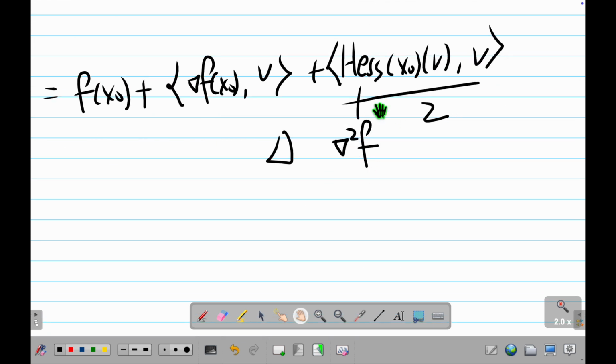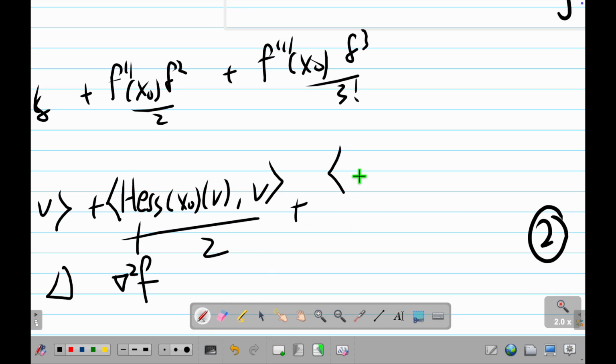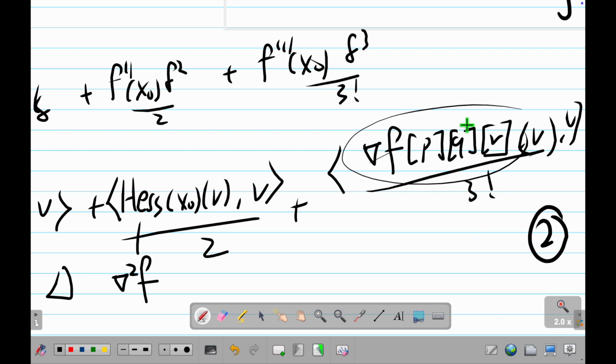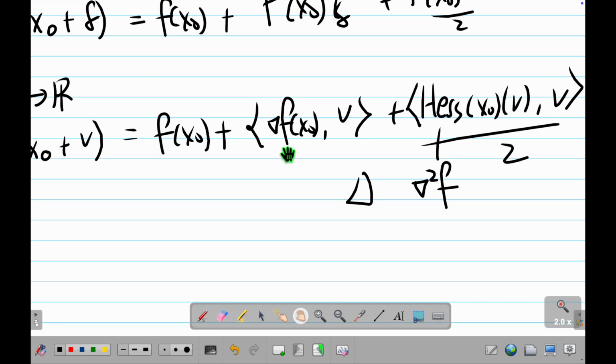Then what about the third one? Well, in one dimension it's easy, you have the third derivative. You can do the same thing here, but then you have some very complicated thing, differentiating three times with indices P, Q, R, applied to V, V, V, and divided by 3 factorial. This is the third order derivative, but we will never go to this kind of matter, so we don't care. So this is the second order Taylor expansion for multivariable, and this is very useful.